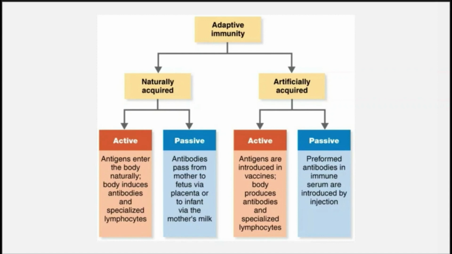If you look at the other side, we see artificially acquired can also be done through active or passive. Active would be a simple vaccination where antigens from a pathogen are injected into a patient, and then the patient goes through the process of producing its own antibodies and specialized lymphocytes. Passive artificially acquired is when the antibodies are injected into an individual or a patient, and this could be something like an anti-serum to a poison.